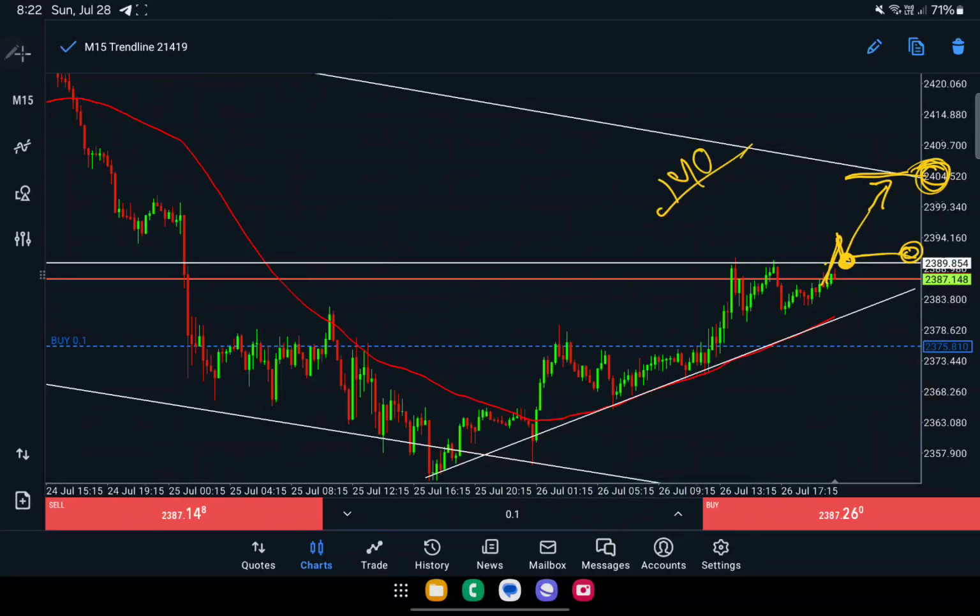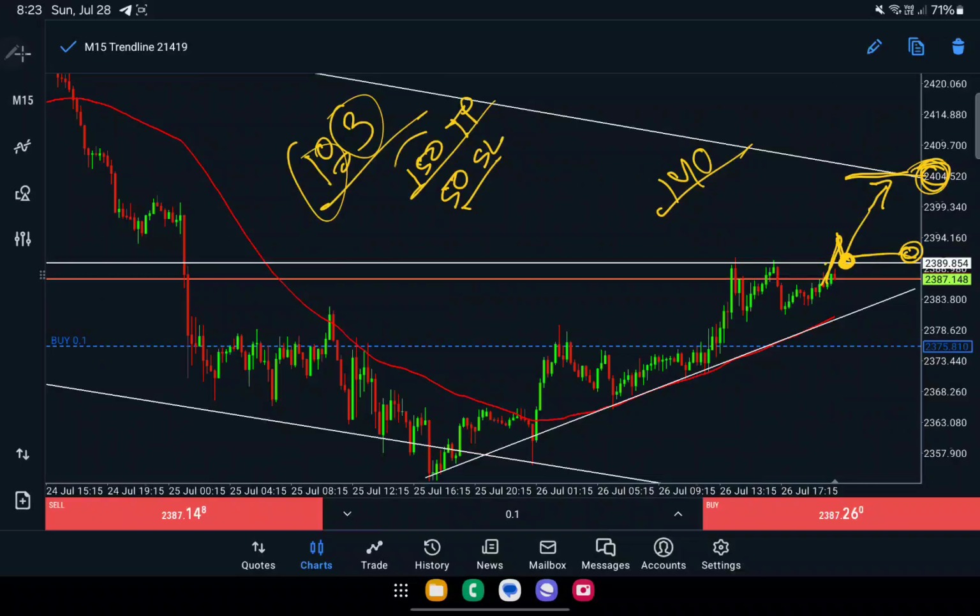Okay, 140 pips. So if we take a risk to reward ratio of 1:3, that means if our TP is suppose 150 pips, then due to the 1:3 risk reward ratio, our SL should be 50 pips. Okay, this is TP, this is SL. 150 pips TP, only 50 pips SL in this particular area.